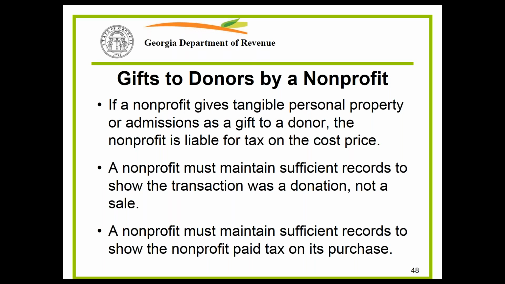And some of these bullet points talk about record keeping, and those are really just the same record keeping requirements that apply to any business. When the department audits a business, the department is going to look for proof that that business paid tax on everything it's supposed to pay tax on, and or collected tax on everything that it should have collected tax on. So those aren't particular rules just for nonprofits. Those are just general rules for any purchaser and any seller in the state.